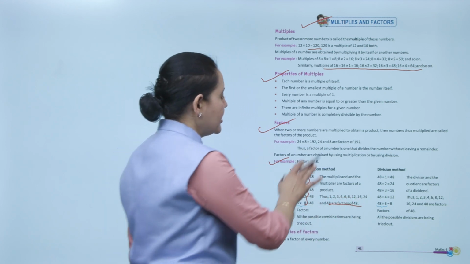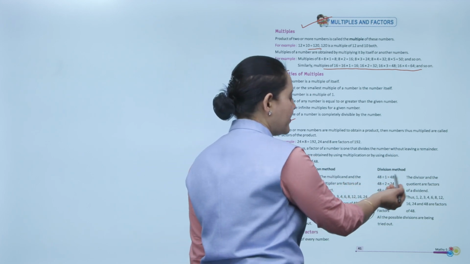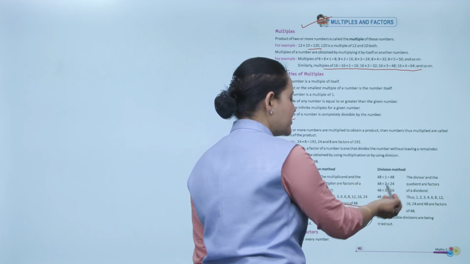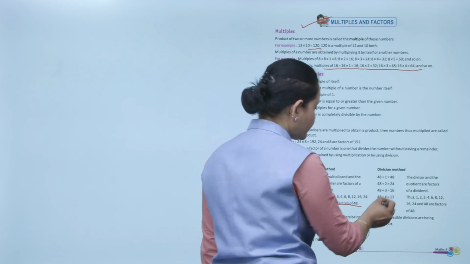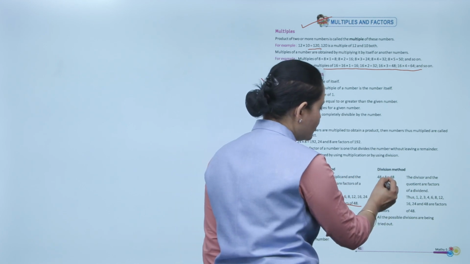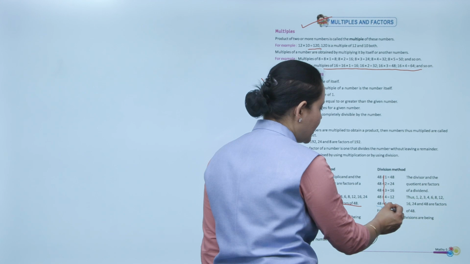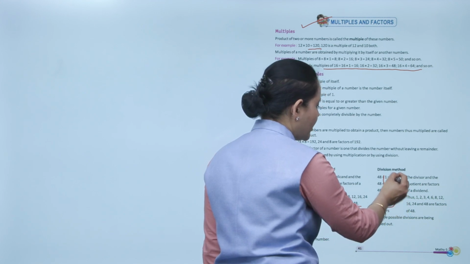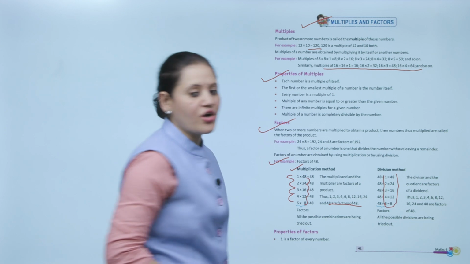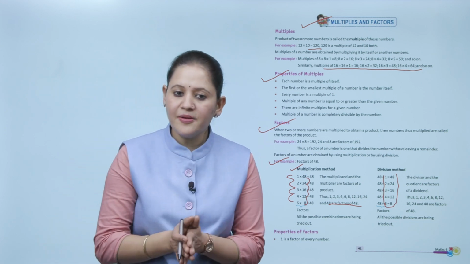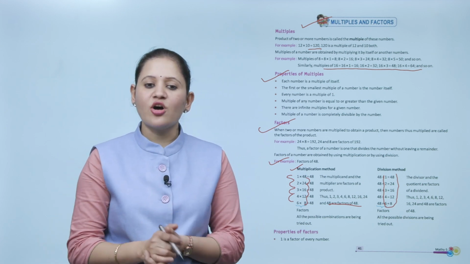Clear? Division method. 48 divided by 1 is 48. The numbers that divide exactly are the factors, like this. So 1, 2, 3, 4, 6, 8, 12, 16, 24 and 48. All these are the factors of 48. Clear? Next is properties of factors.